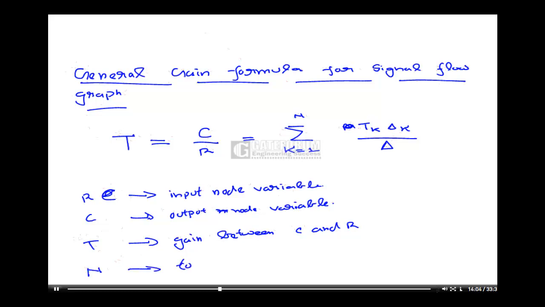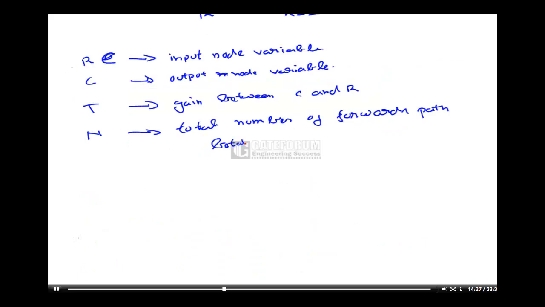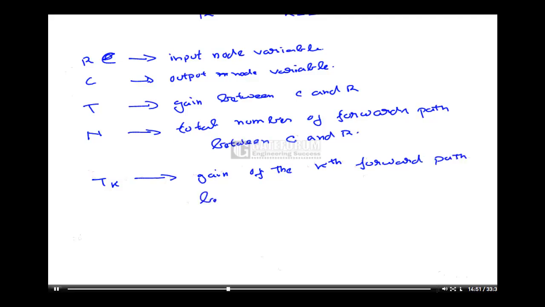N is equal to the total number of forward paths. Forward paths are the paths which go from the input node variable to the output node variable. Tk is the gain of the kth forward path between C and R.